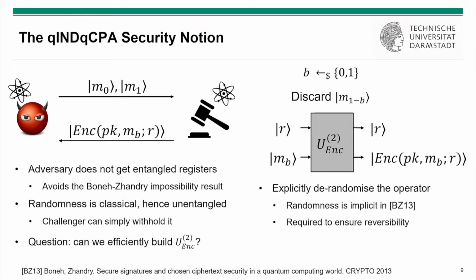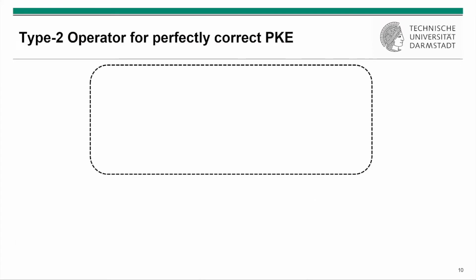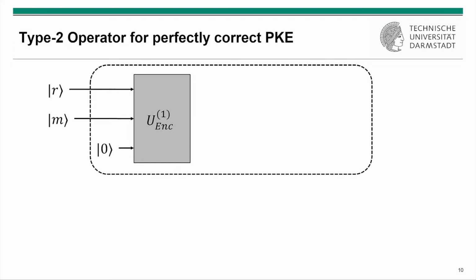The main question now is, we use these type 2 operators, and as already mentioned, they are quite strong, and it's not clear that you can actually realize them efficiently. So the question is, can we actually do this for public key encryption schemes? And for this, we first show this for perfectly correct public key encryption schemes, so when there are no decryption failures. And the way we can build this operator works as follows. So we have the randomness register and the message register. Then we set up an auxiliary register containing a 0. And then we feed all these three registers into a type 1 encryption operator.